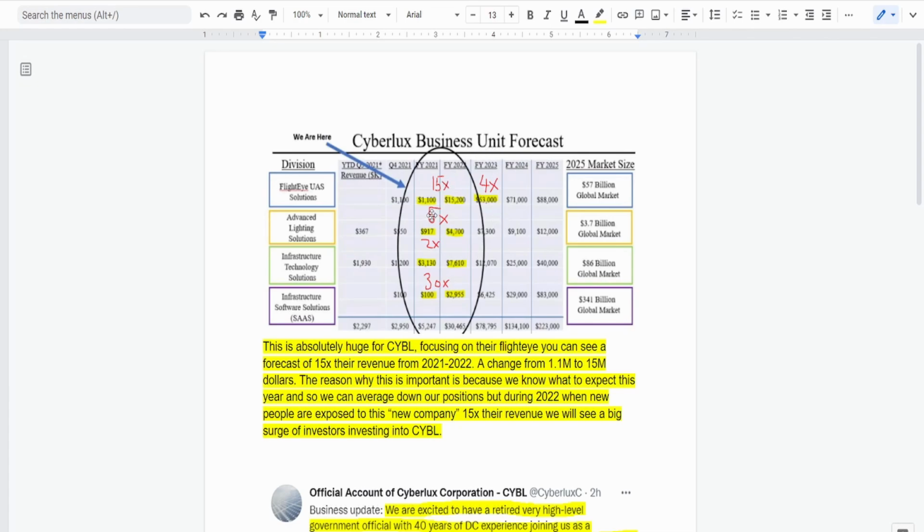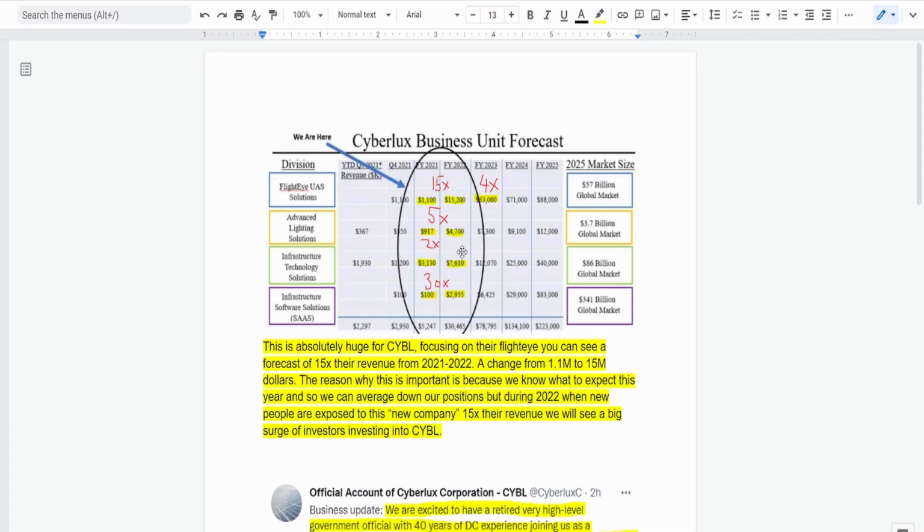Again, if we look at some of the other stuff, we're looking at advanced lighting solutions, 917,000 to 4.7 million, a 5x in the revenue. We're looking at the infrastructure technology solutions, 3 million to 7 million, so roughly a 2 to 3x return. Then infrastructure software solutions, which is a 30x in their revenue, going from 100,000 to 3 million. So all of this is huge. They have a lot of potential. If we're talking about value on paper, this is absolutely huge.